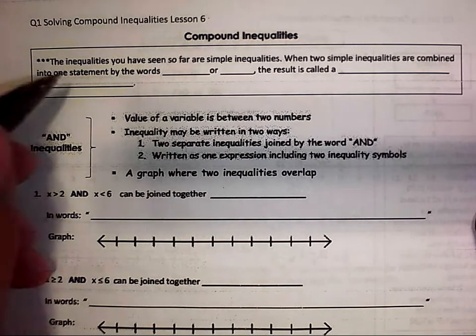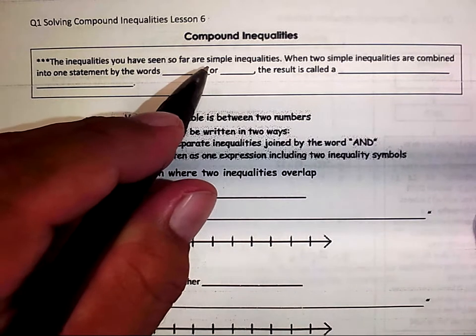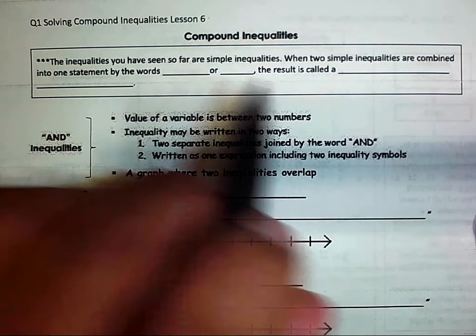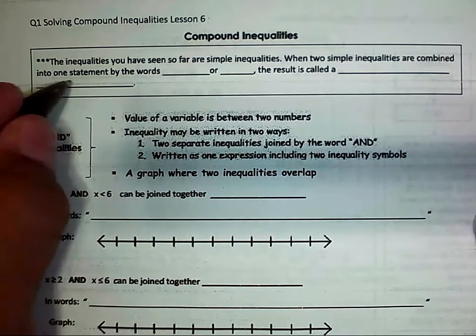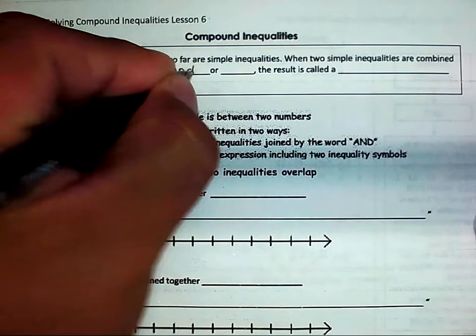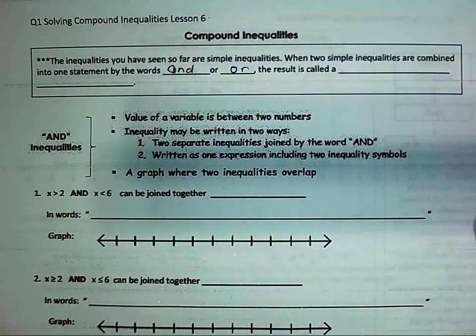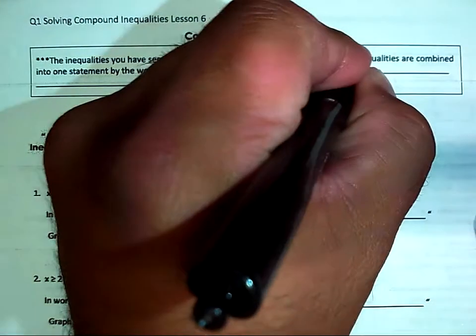The inequalities you have seen so far are simple inequalities. When two simple inequalities are combined into one statement by the words "and" or "or," the result is called a compound inequality.